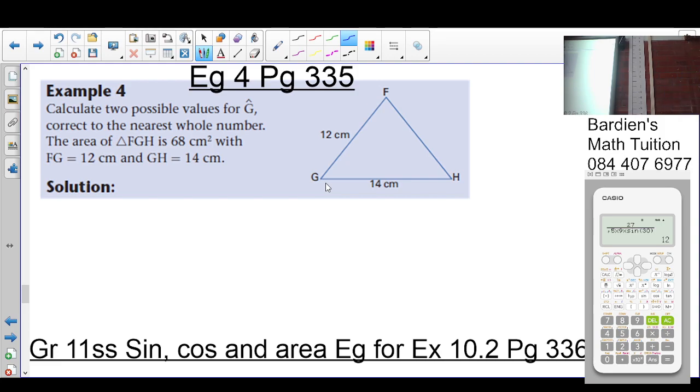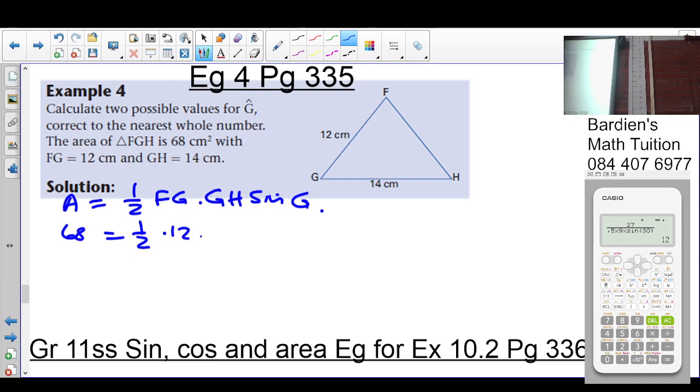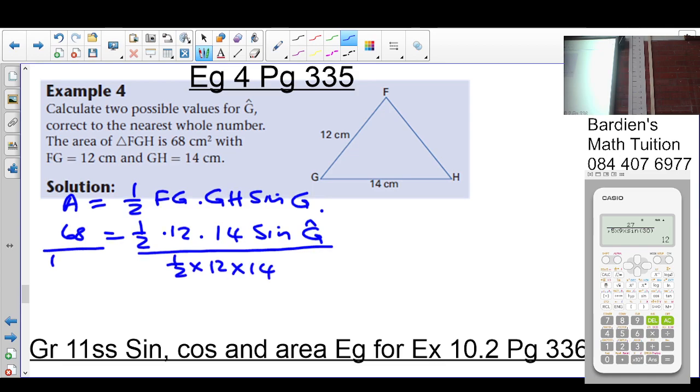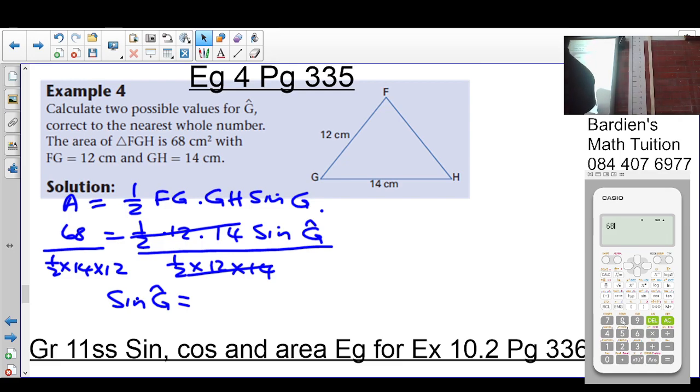Okay, so FG is 12 and GH is 14. How do you calculate the area of a triangle? The area is equal to half FG times GH sine of angle G. So the area 68 centimeters squared is equal to half times 12 times 14 sine of angle G. I divide both sides by half times 12 times 14. So sine of G is equal to 68 over half times 12 times 14, which gives you 17 over 21. Yes?